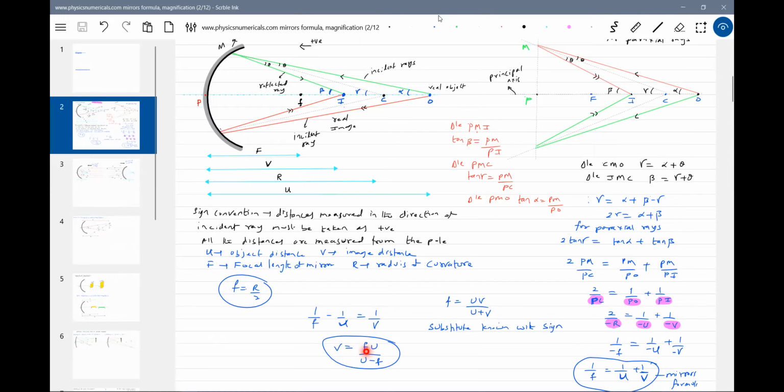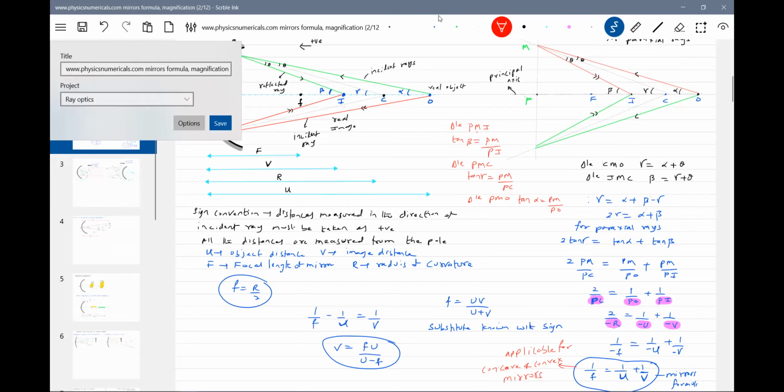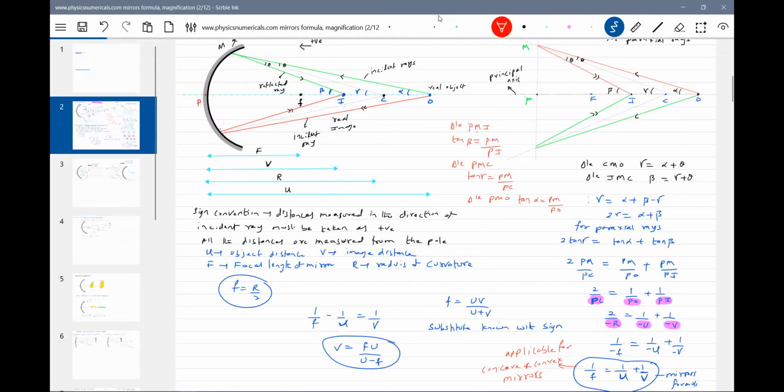We derived this for a concave mirror. Now, is it applicable for a convex mirror? Yes, it is applicable for both. The mirror formula is applicable for concave and convex mirrors. It's not that since we derived it for concave, it will be applicable only for concave. It's a generalized one. It is in fact applicable for any spherical mirror. Any spherical means concave or convex mirror here.